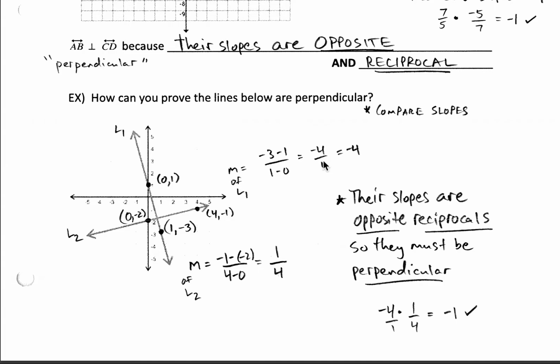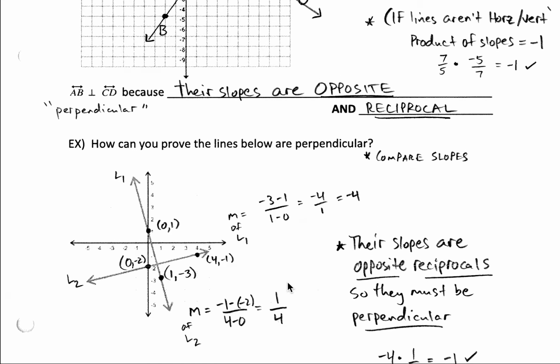We got -4 over 1 compared to 1 over 4. They're opposites, and they seem to be fractions that are flipped, which are reciprocals. So they are indeed perpendicular lines because their slopes are opposite reciprocals. We could even check that last special property, -4 times 1/4 is -1. So the product of their slopes does in fact equal -1.